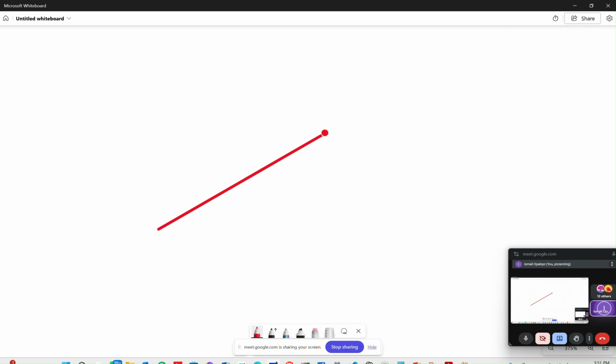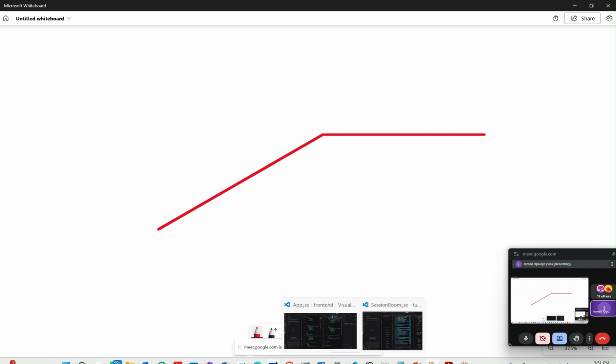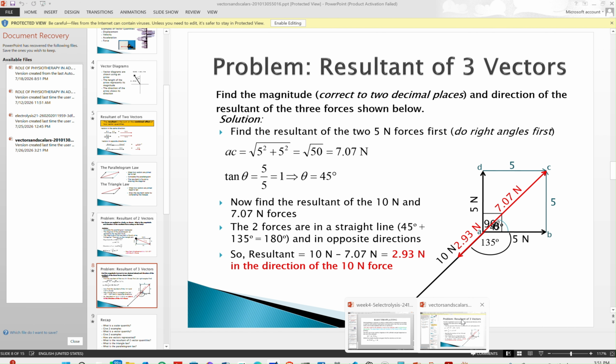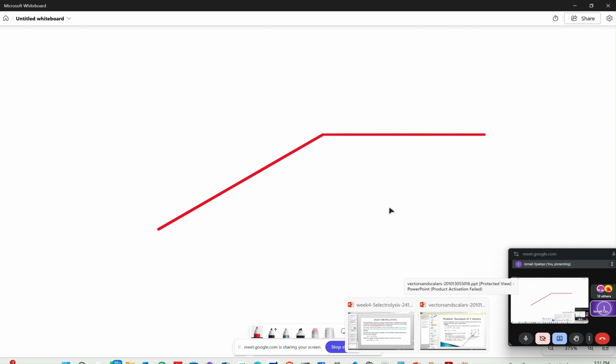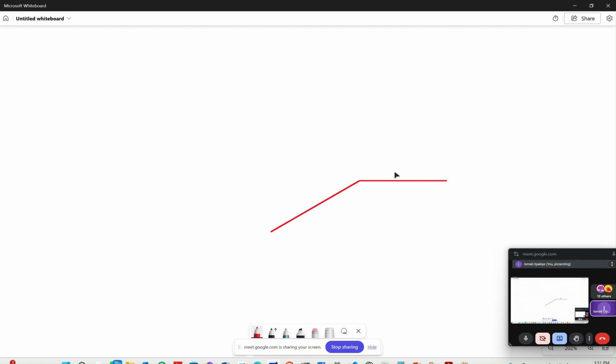So I think we should have something better here. Let me look at that diagram again. Okay, 10, 5, 5 goes up there. That is looking too big. I need to refresh it.